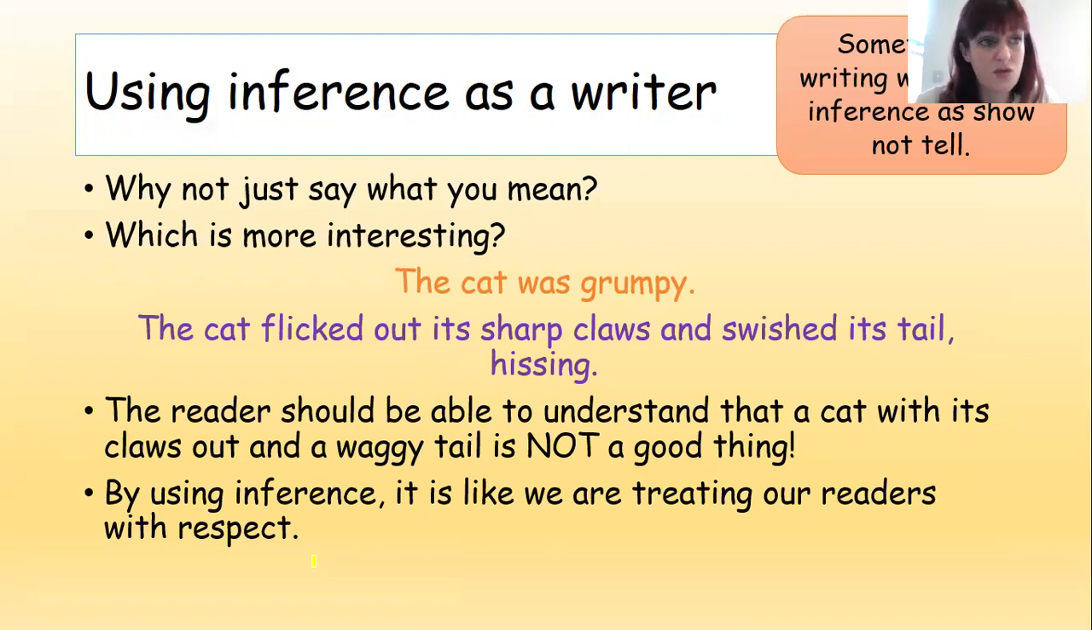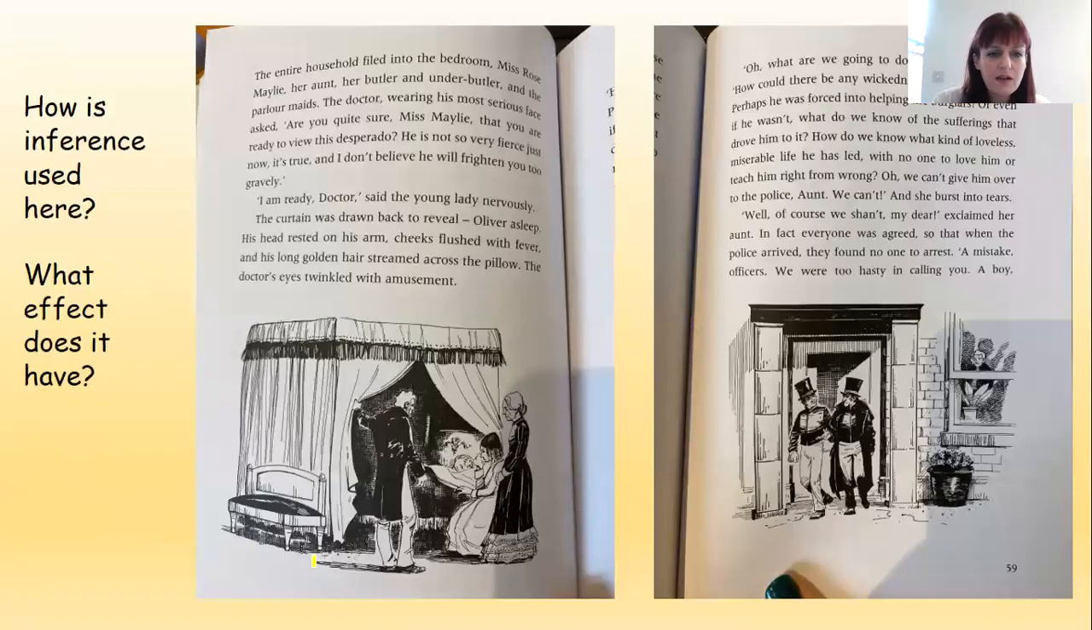Because if you are writing a story for somebody in Key Stage 1, you probably wouldn't use inference too much, okay? Because the younger you are, the less life experience you have, and you might not know that a cat squishes its tail when it's angry, okay? But if you are writing for children of your age and older, or adults, you would use more inference because you want to keep them interested, you want to keep them reading your story and getting to the end, okay? So that's why we use it. Okay, so let's have a look at these pages here. How is inference used in these pages, and what effect does it have?